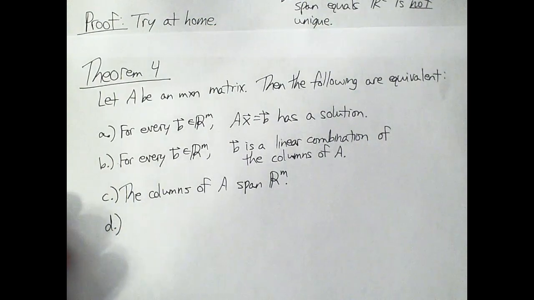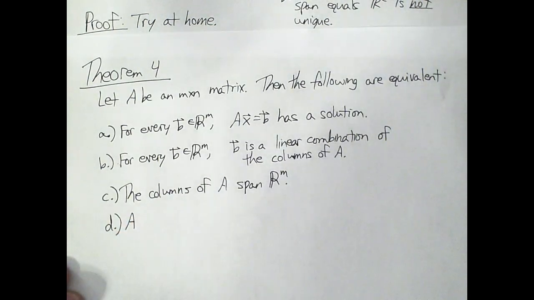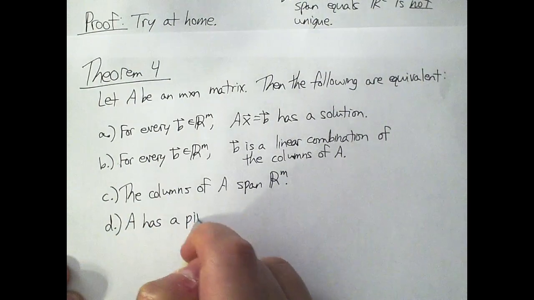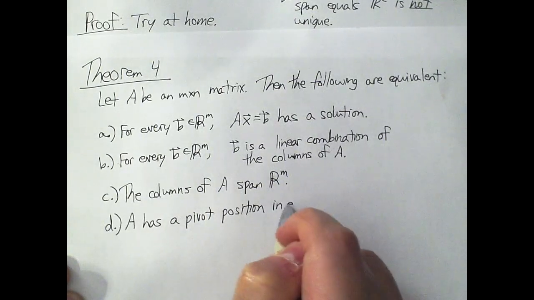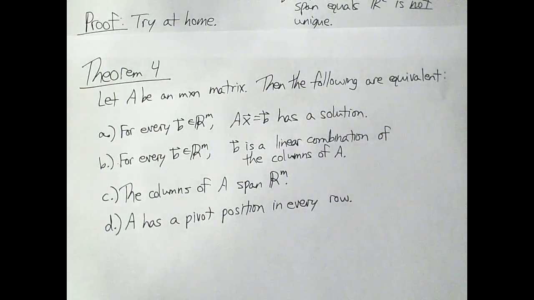All right, I said there were going to be 4 of these. This one is more about the actual row reduction that you would do to solve a system. And it says A has a pivot position in every row. Interesting. Interesting. Okay. So where's the proof of this?